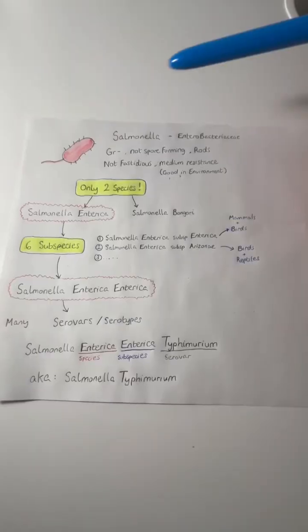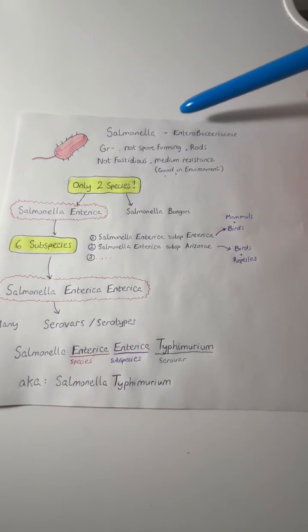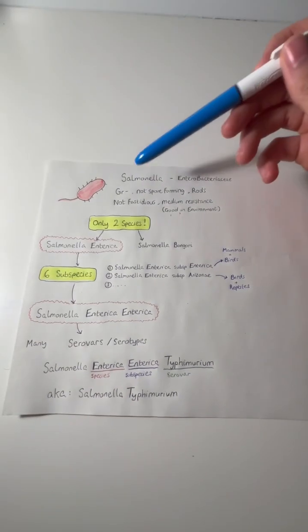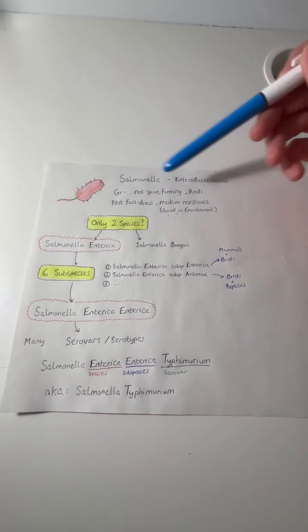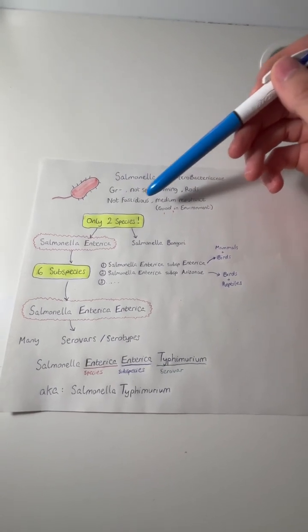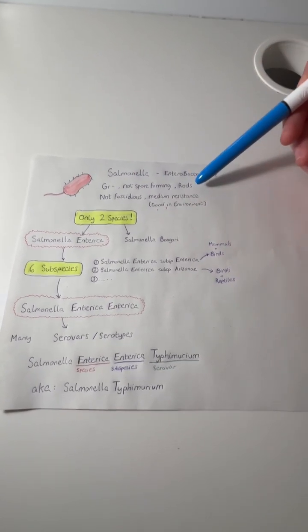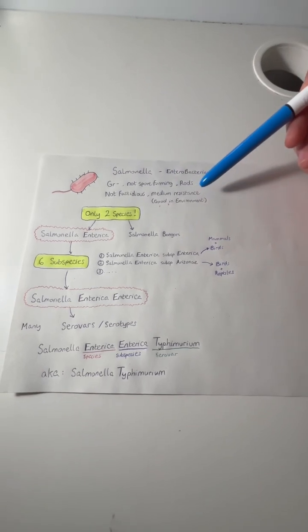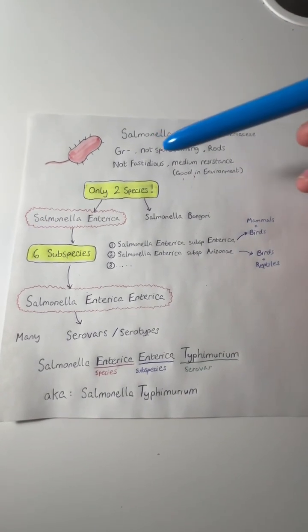So first we need to do a very quick overview of the etiology. Salmonella is a part of the same family as E. coli, Enterobacteriaceae. It is a gram-negative rod, it is not spore-forming, and it's not fastidious. This means it can grow on many different cultures, and it has medium resistance, but it has good resistance in the environment. Scientists used to think that there were multiple species of Salmonella.